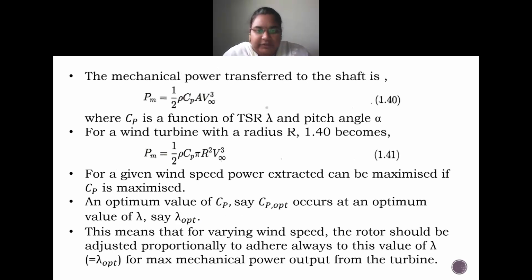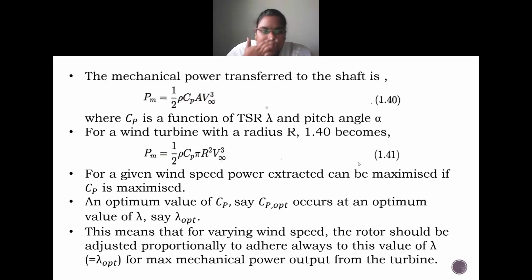Next, the mechanical power transferred to the shaft is given by this equation, which we have already seen. Now, if the wind turbine has a radius r, then we can replace the area of cross section A by pi r square. That is what we are doing here.